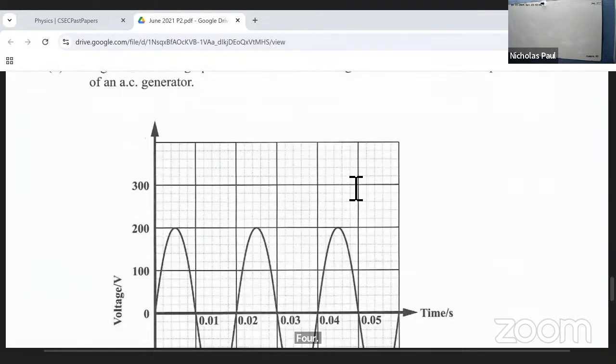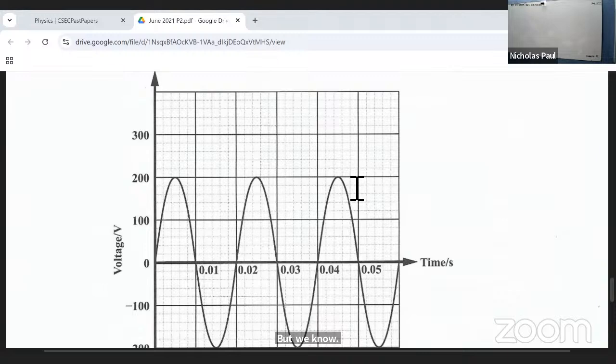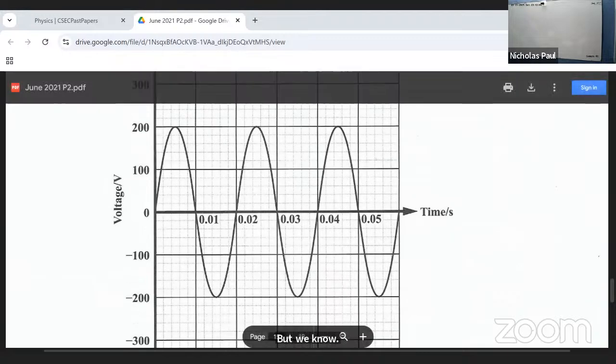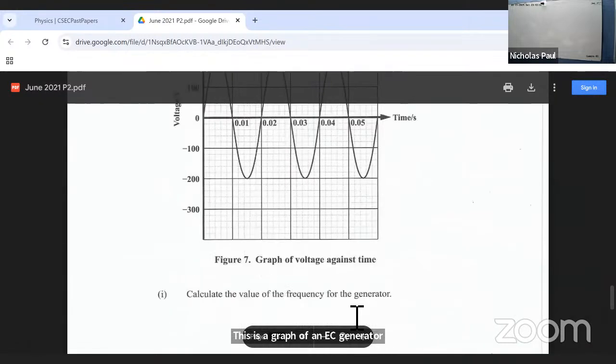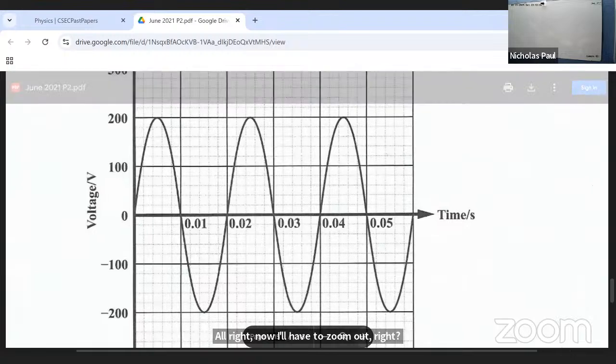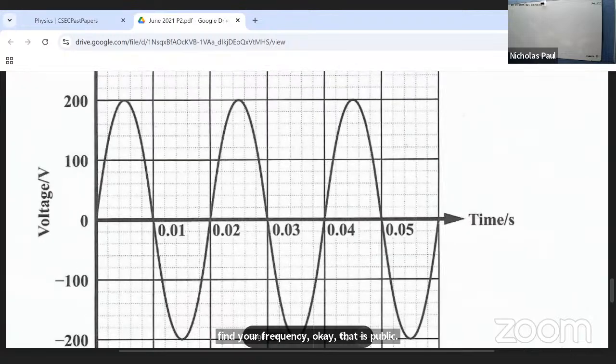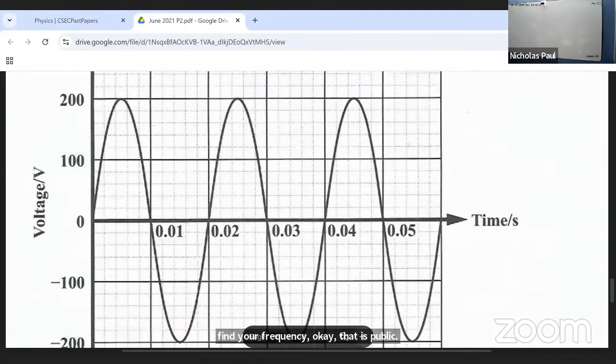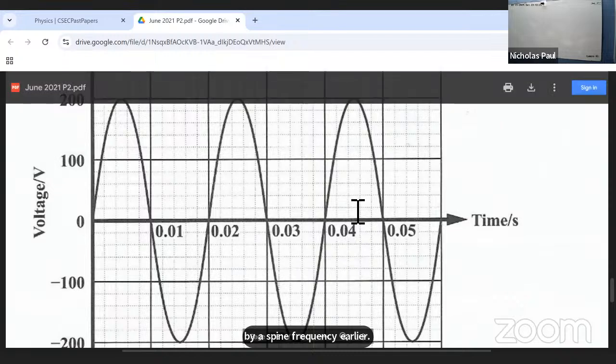This is the graph of an AC generator. I'll have to zoom out a little bit. Find the frequency. Okay, I'll zoom out. I just find frequency. Yeah, remember this from waves and things. How do you find frequency?